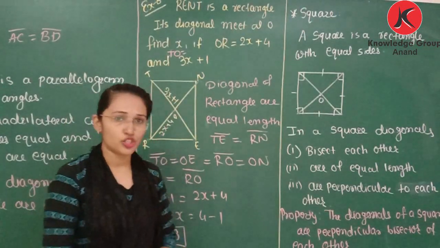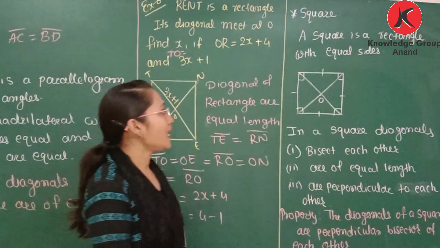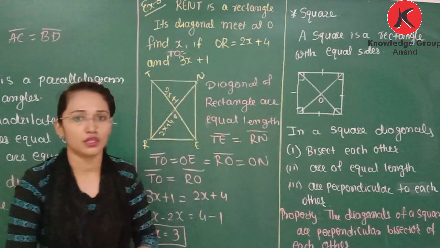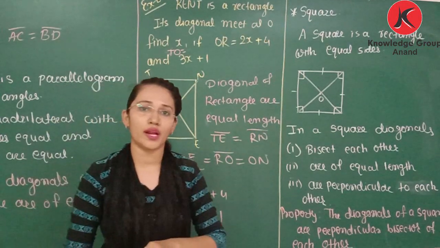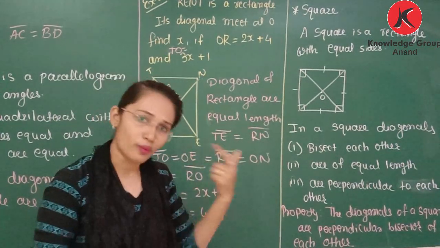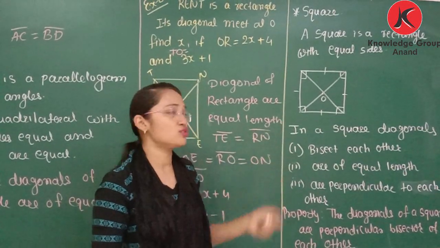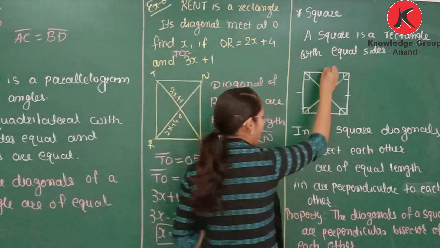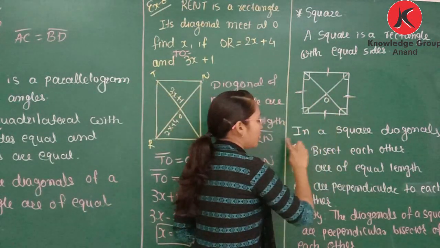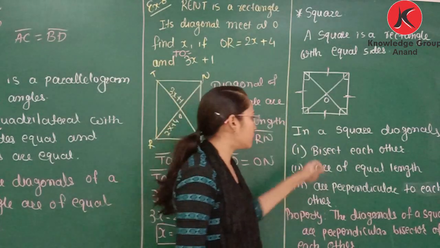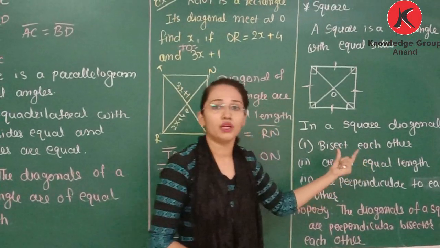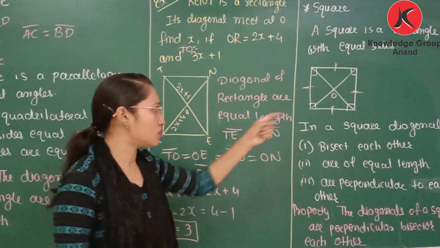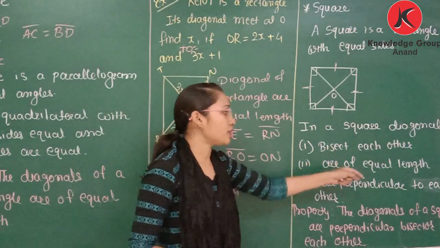Now next special parallelogram is square. Square is a rectangle with equal sides. Now what is the statement? Square is a rectangle with equal sides. Rectangle is a parallelogram. If rectangle is a parallelogram, then square is also a parallelogram. Why? Because square is also a rectangle with all sides equal. We know that in a square all sides are equal. In a square, what is the property of diagonals? Bisect each other. That is a property of a parallelogram. So it is also a property of square. Are of equal length.